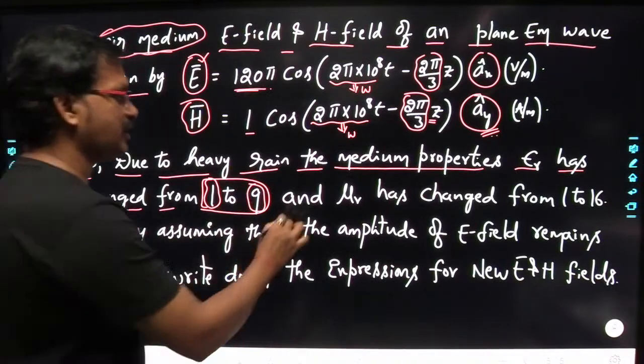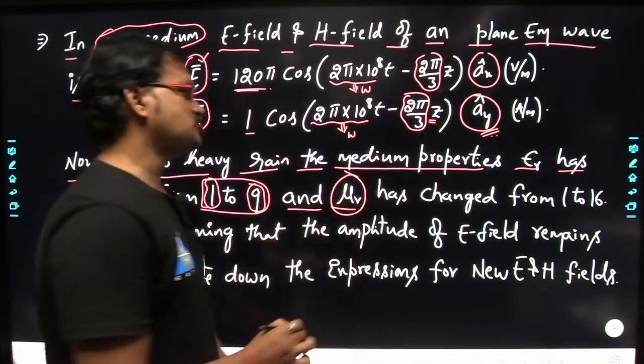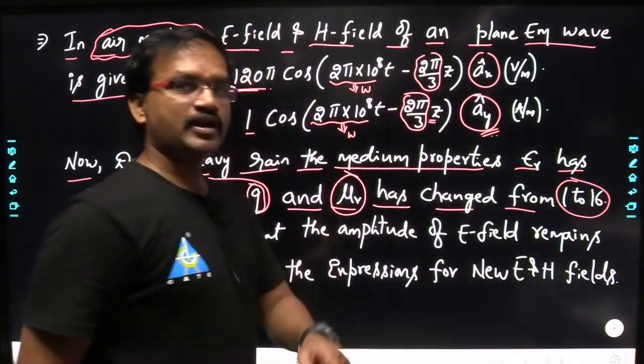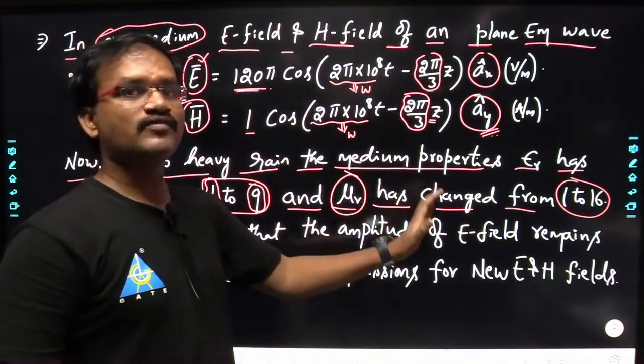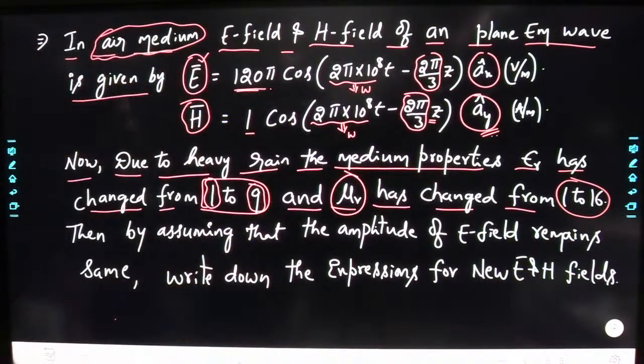And similarly, mu r, that is the relative permeability of the medium, has changed from 1 to 16. In air medium, the relative permeability is 1. Now, due to heavy rain, this mu r value has changed to 16. Understood? So that's what you have to understand.